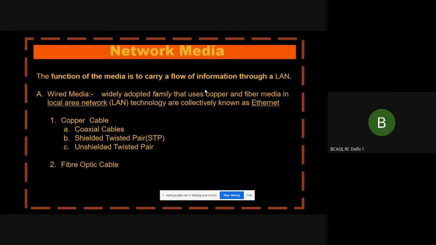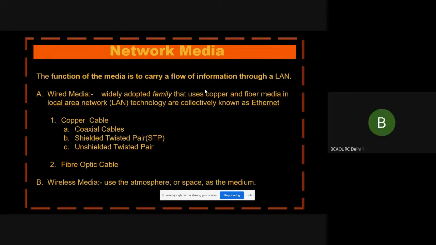So how many types of copper cable are there? You have coaxial cable, shielded twisted pair and unshielded twisted pair. Or you can say you have coaxial cable and twisted pair. Twisted pair is divided into shielded twisted pair and unshielded twisted pair. And the second is fiber optic. Nowadays, most of them are fiber optic cable, which generally is coming to your home for the internet, right? Yes.